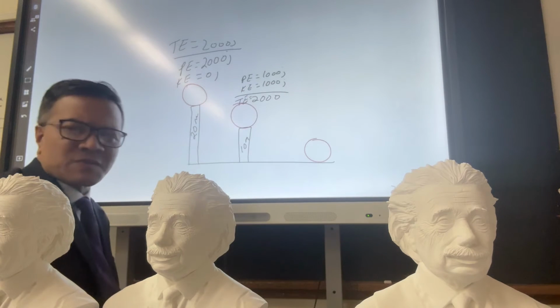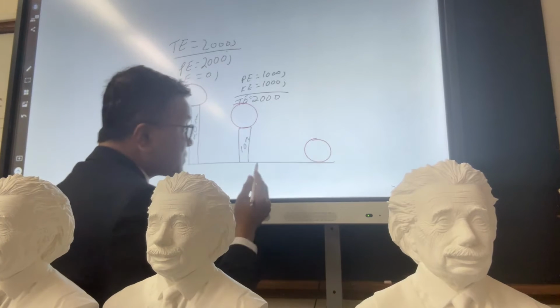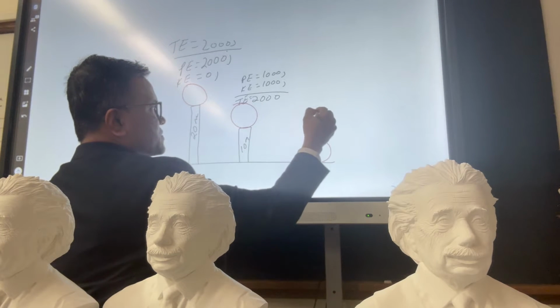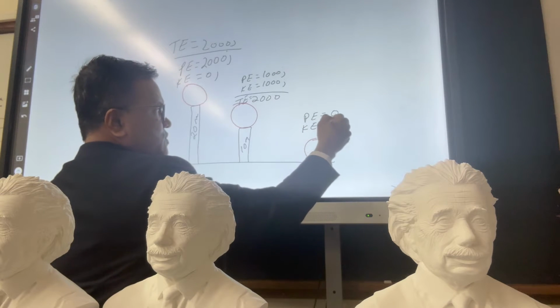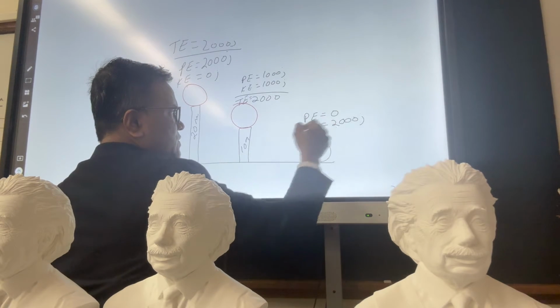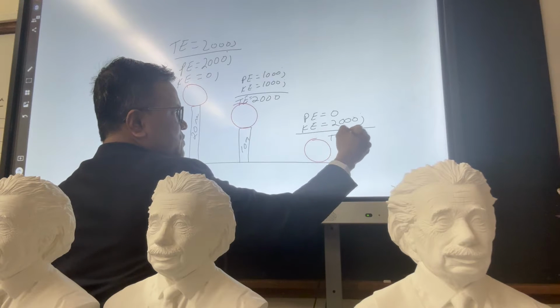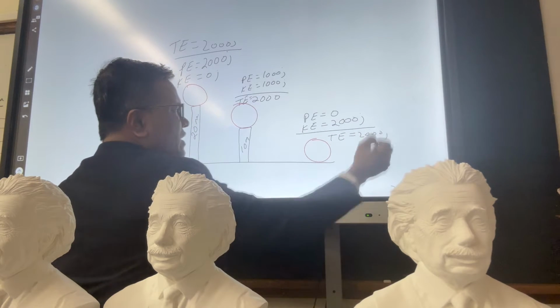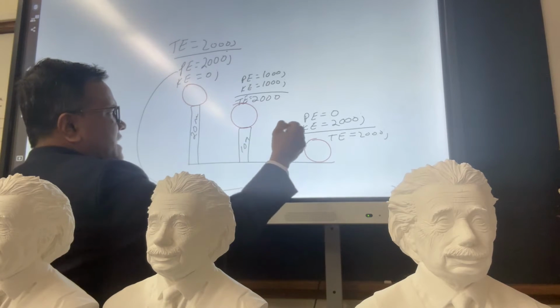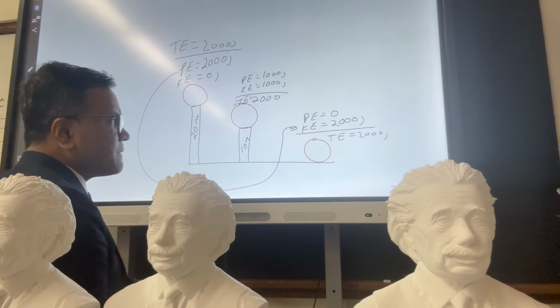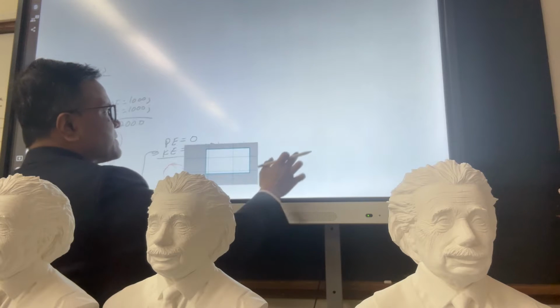What does that mean? Conservation of energy holds. What about over here? Potential energy is 0. However, kinetic energy is 2000 joules. So total energy is 2000 joules. I'm going to quickly show you how all the potential energy becomes the kinetic energy. All right. How? Okay, let's see.